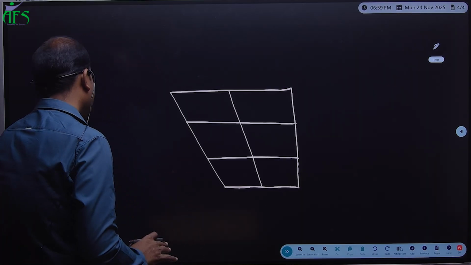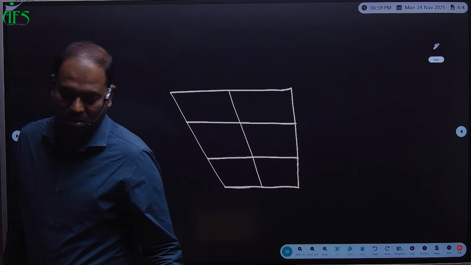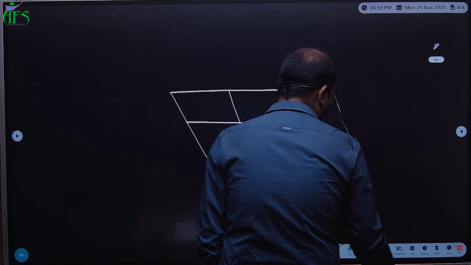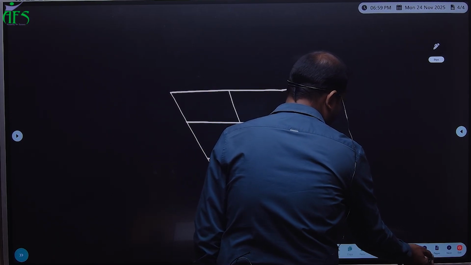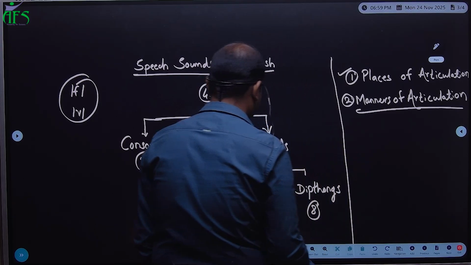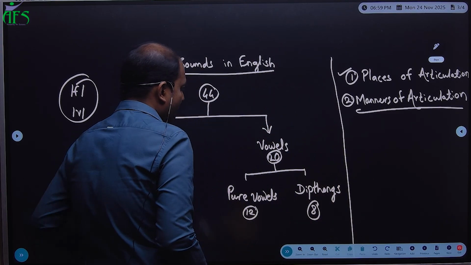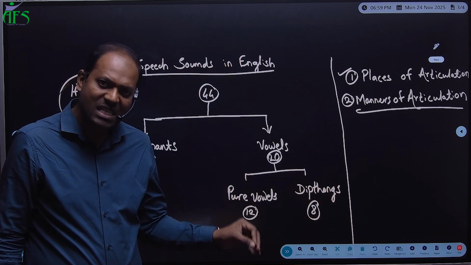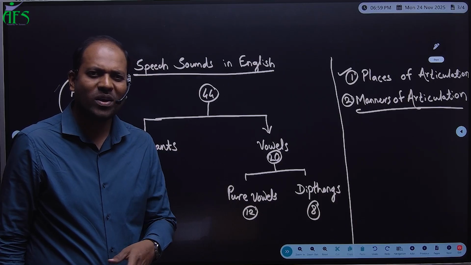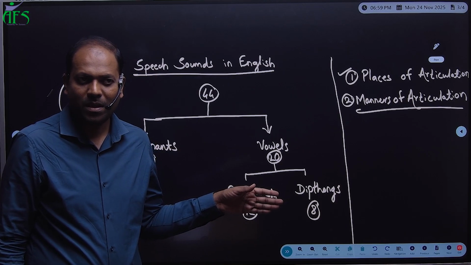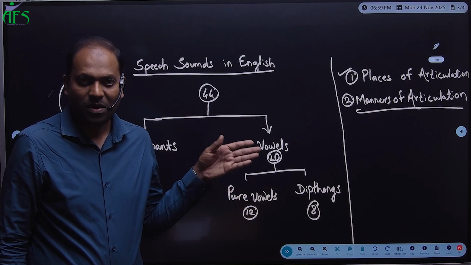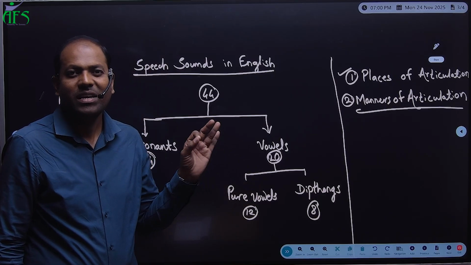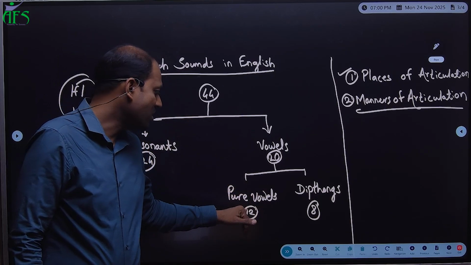I'll put all the sounds. Before that, I have to explain to you vowel sounds and diphthongs. I have categorized them into categories. This part, you know, the pure vowels like a, e, u, a, then o. All these are the pure vowels, and they are 12 in number.